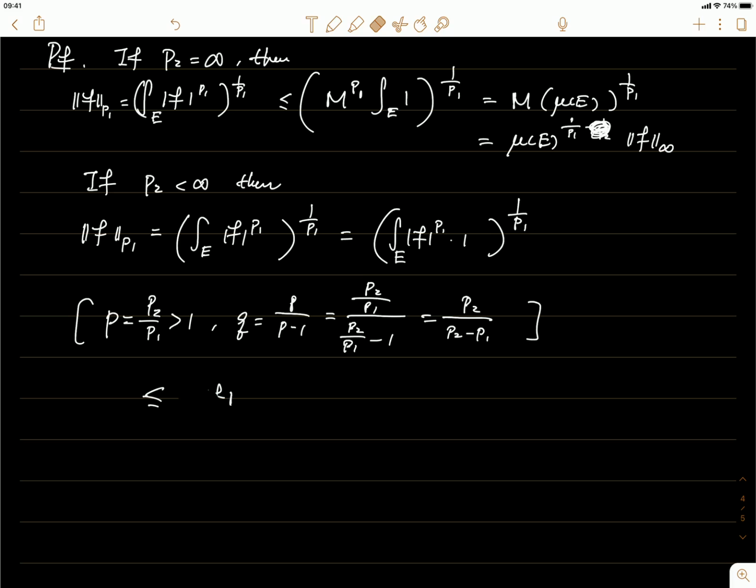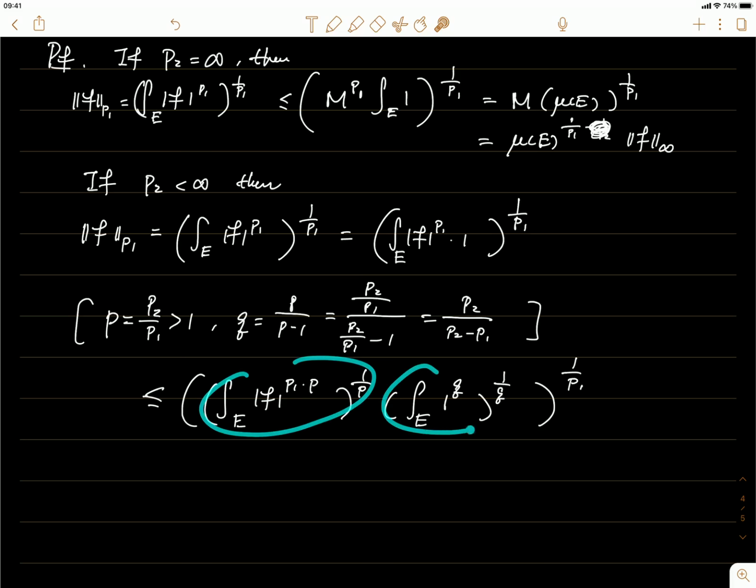Let me write it in this way. It's the integral of |f|^{p1} times the |g| to the power 1 over p, times the integral of 1 to the power q to the power 1 over q. And everything outside it will have 1 over p1. We just change the inside.